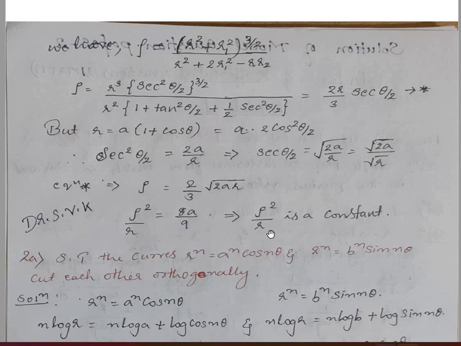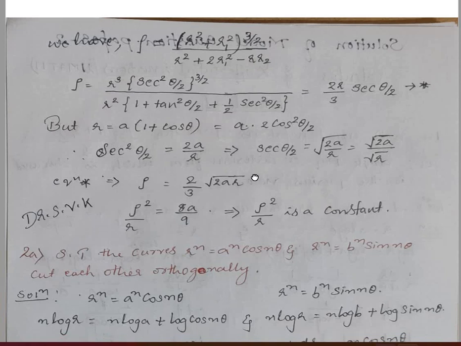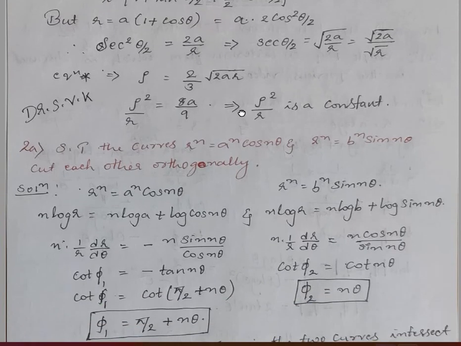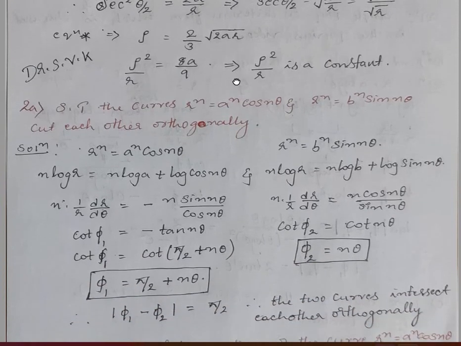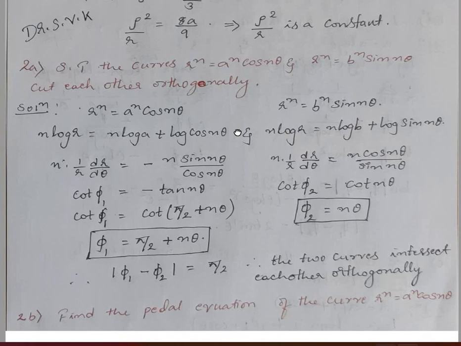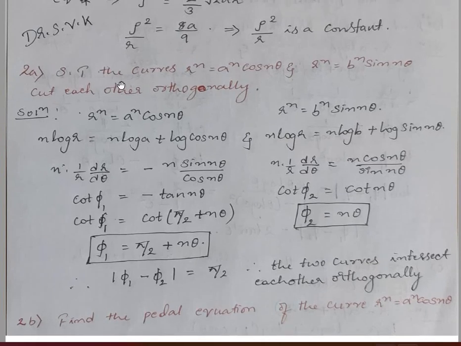This carries 7 marks. Moving on to question number 2a. Show that the curves r power n equal to a power n cos n theta and r power n equal to b power n sin n theta cut each other orthogonally. It is nothing but one and the same, finding the angle between two curves.